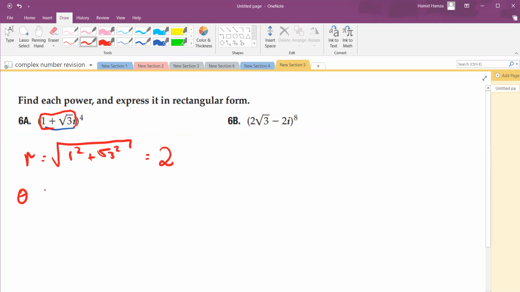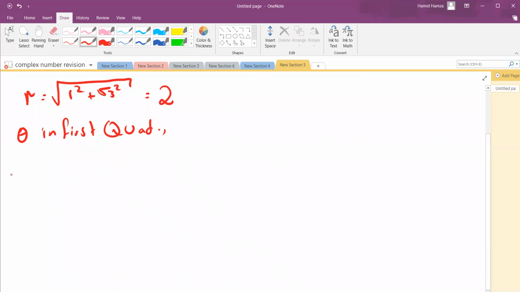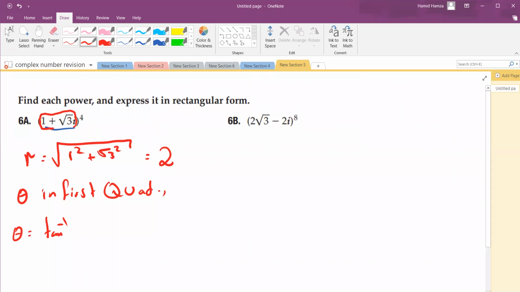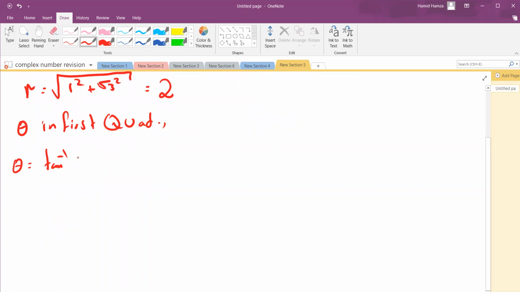Positive, first quadrant. That means theta is itself, the reference angle. So theta will be equal to tan inverse of b over a, which is root 3 over 1. So the answer will be 60 degrees.